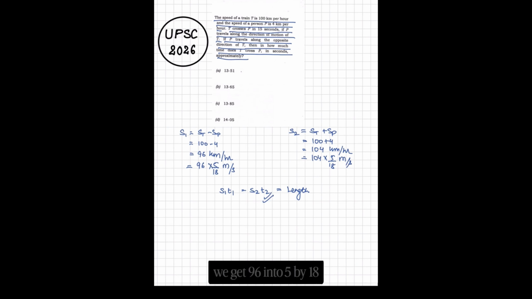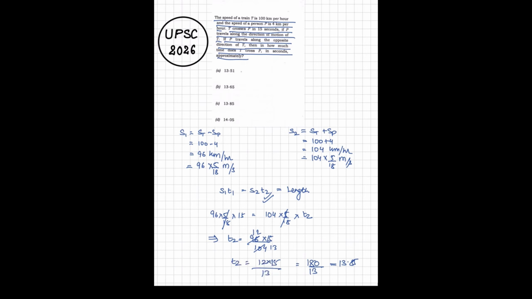By substituting the values, we get 96 into 5 by 18 into 15 is equal to 104 into 5 by 18 into T2. We'll cancel 5 by 18 on both the sides, and solving for T2 we get T2 is equal to 96 into 15 by 104, and we'll divide the numerator and denominator both by 8, so we get 12 in the numerator and 13 in the denominator, and T2 is equal to 12 into 15 by 13, which is equal to 180 by 13, and it is close to 13.85. So our answer is option C.